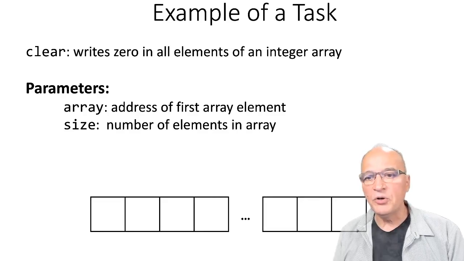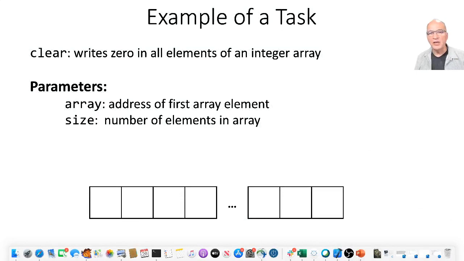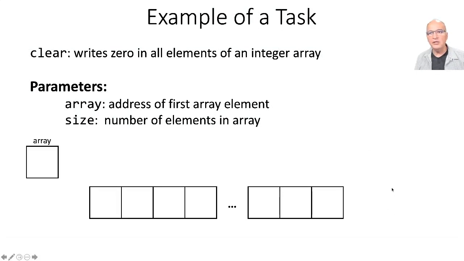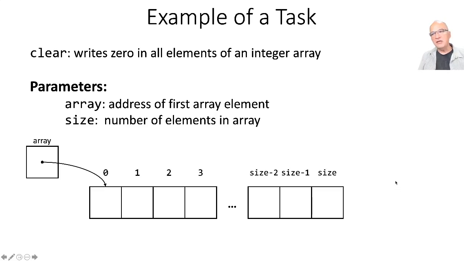Here I have a drawing of my array, and my parameter array contains the address of the first element of the array, which is element 0. My array has size elements, so the elements of the array go from 0 to size - 1. The position array + size is not part of the array. It contains something else in memory.